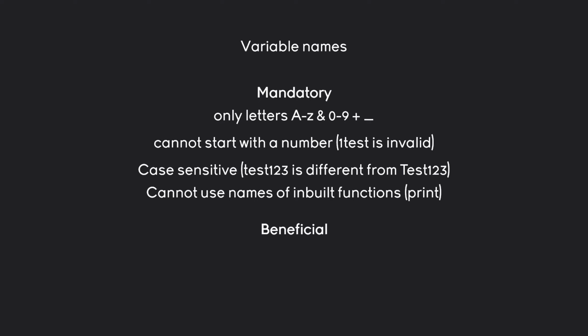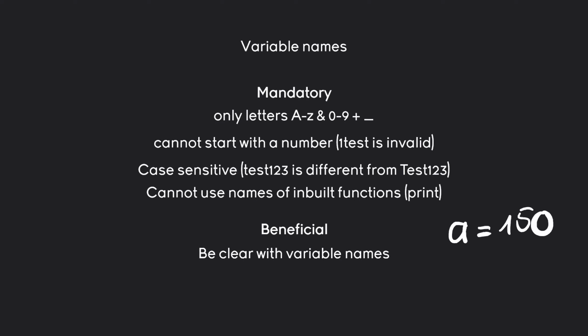After that, there are a couple of things that are beneficial, but not mandatory. The first one is that you should be clear with your variable names. For example, you could create a variable that is called A and assign it a value of, let's say, 150. This A has no inherent meaning. If somebody else was to look at it, they would have no idea what you are trying to do. Also, when you are not looking at this code for half a year and come back to it, you will yourself have no idea what this A stands for. So you shouldn't use this kind of A at all. It should be something more descriptive. Depends on your use case, but you should rather have longer than shorter variable names.